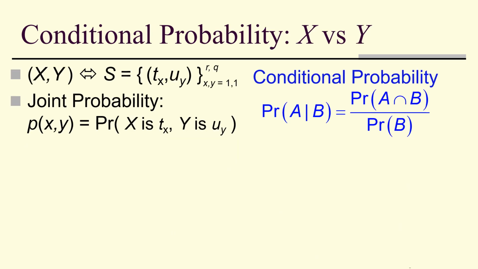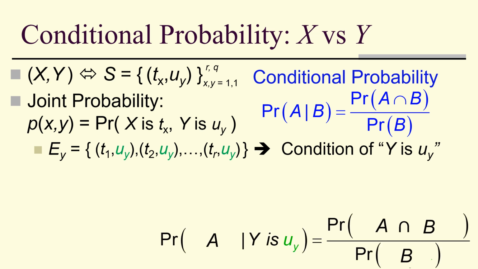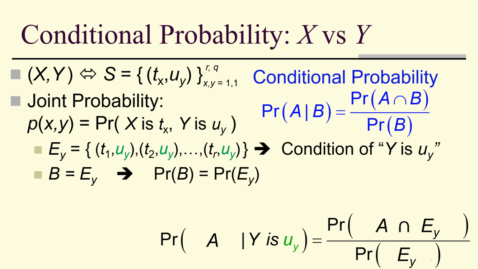So let's look at conditional probability in terms of joint probabilities. First off, E sub y is where we have fixed y outcomes of U sub y, a condition that y is U sub y. And putting that into our definition of conditional probability, we can let B equal E sub y, and that means the probability of B is the probability of E sub y, is the probability that y is U sub y, and that's the marginal distribution in y.